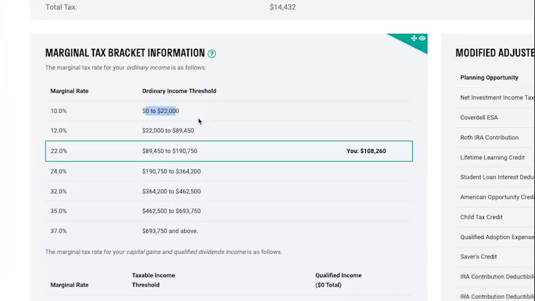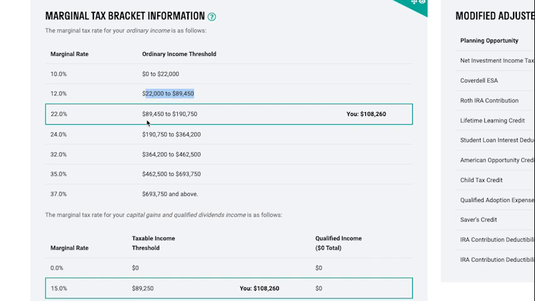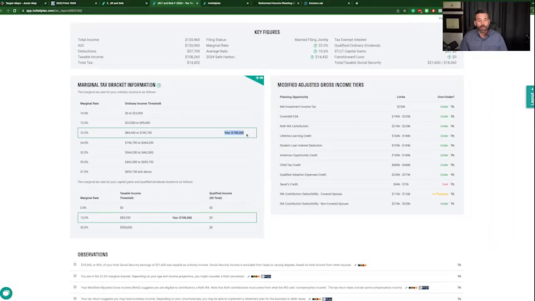So you can see here their tax brackets. For the 10%, it's 0 to 22,000, and then for the 12%, it's 22,000 to 89,450, and then for the 22% bracket, it's 89,450 to $190,750. So what we're seeing here is Jill and Bob's taxable income is about $108,260. So that puts them just a little bit over the 22% bracket. So I start to see some very interesting things here that we can dive into.